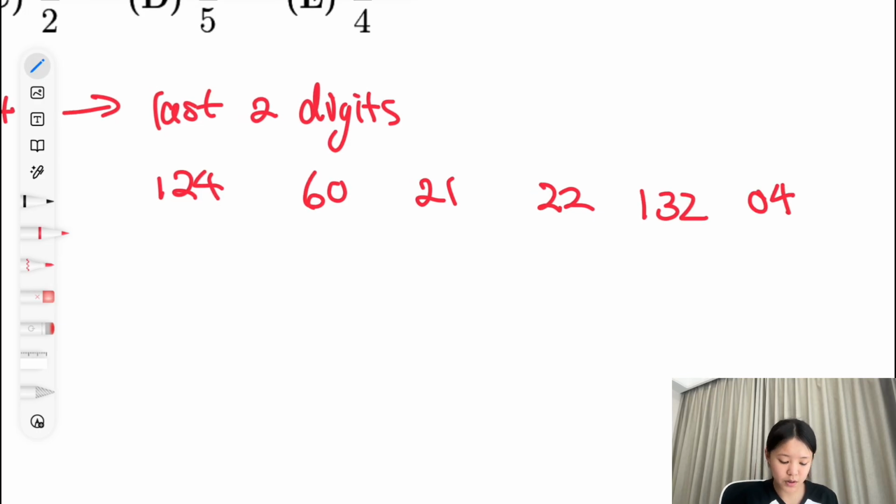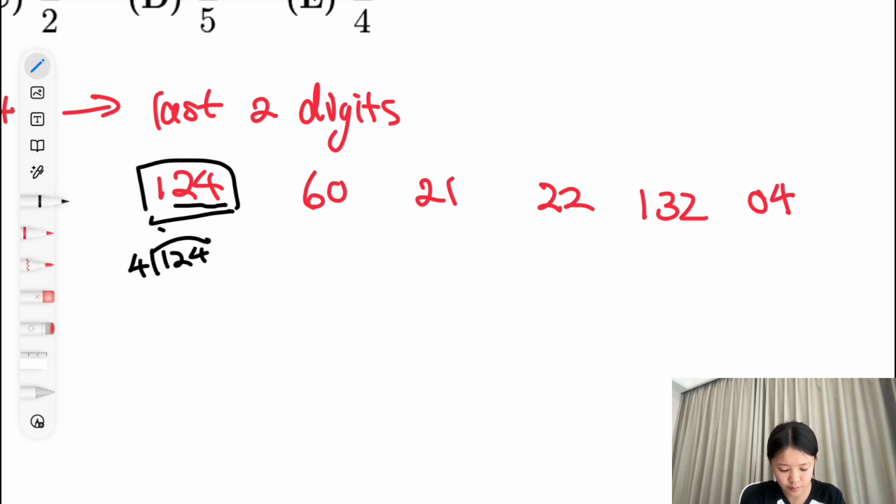So if we look at the first one here, we know that 24 is divisible by 4, as 24 is 4 times 6, right? So this makes the whole number as a whole divisible by 4 as well. And if we verify that, 124 divided by 4 is 31. So that means that it works, right? And then 60 is also divisible by 4, and so the whole number is divisible by 4.